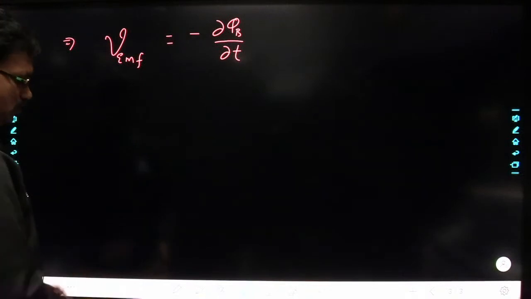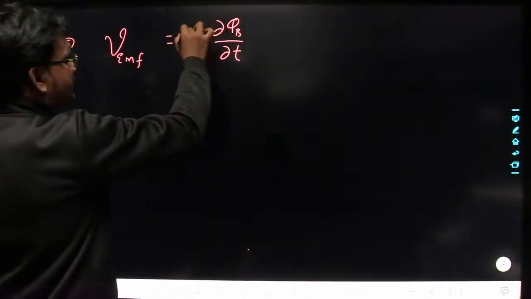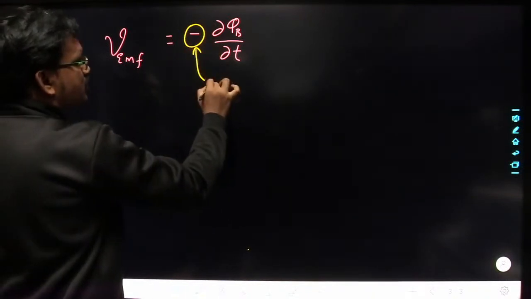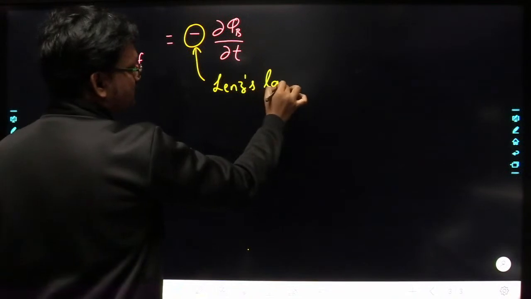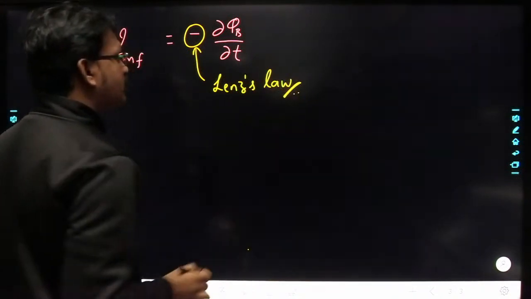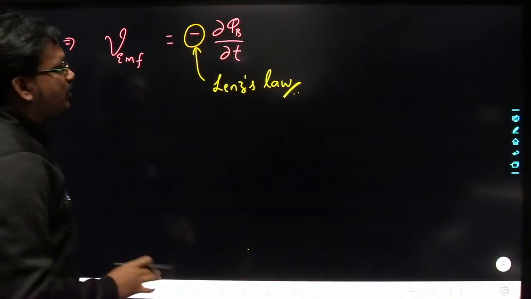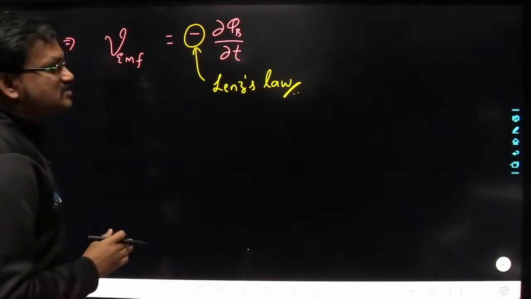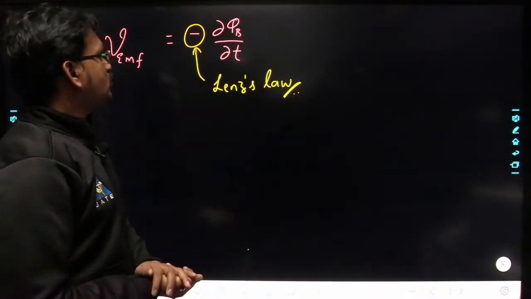Dou phi B by dou t. I have told you that this minus sign is because of Lenz's law, right? So now we will see what this Lenz's law is.